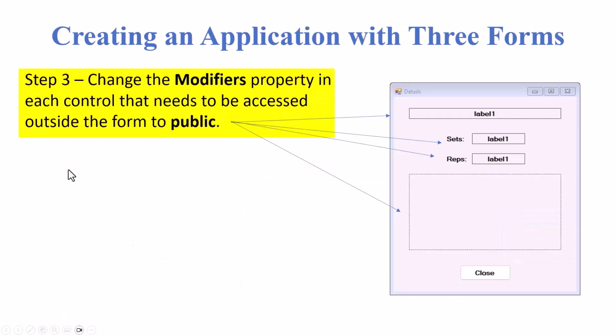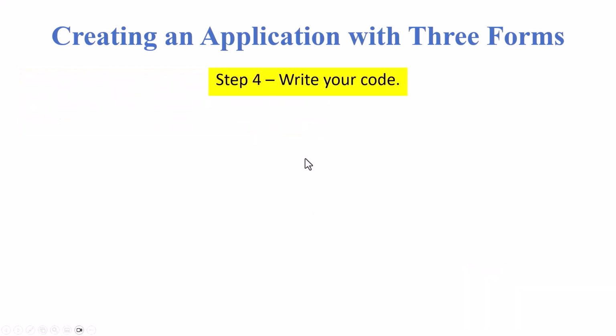Step 3, we change the modifiers property in each control that needs to be accessed from the outside form to public. And that's right here, labeled. These are going to be accessed by the main form, so we need to set those to public so that we can get access to them. Then we write our code. That's all there is to it.